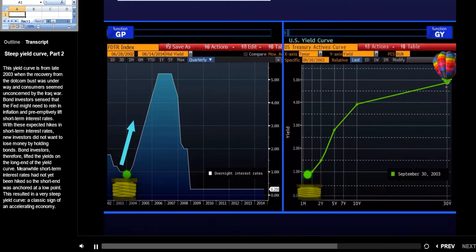Meanwhile, short-term interest rates had not yet been hiked, so the short end was anchored at a low point. This resulted in a very steep yield curve, a classic sign of an accelerating economy.